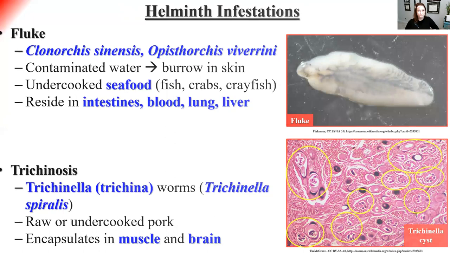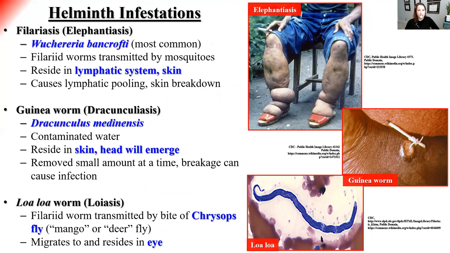Next, we have filariad worms that we'll talk about, and there's three main types here. You have filariasis, the guinea worm, and the loa loa worm. Filariasis causes elephantiasis, which is the top picture here. Wuchereria bancrofti is the most common filariad worm. It buries into the lymphatic system and it blocks the lymphatic tract. So all of the lymphatic fluid pools where gravity takes it, which is in the lower extremities. After a while, all of that lymphatic pooling will cause skin breakdown in those areas.